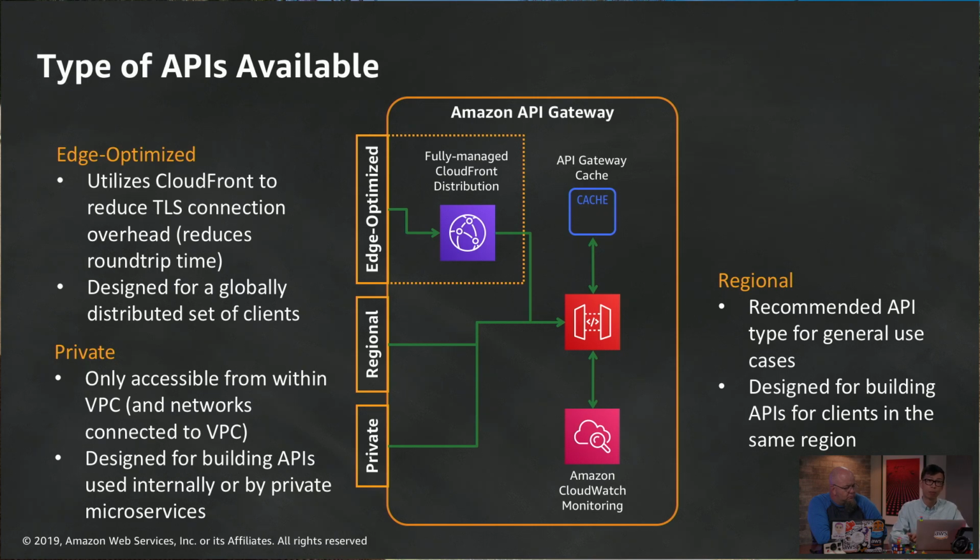And finally, we have private APIs. These APIs are only accessible from within a virtual private cloud. And they're designed for when you're building internal use APIs. So for example, between different development teams within the same company, or within microservices that are just within the same VPC.